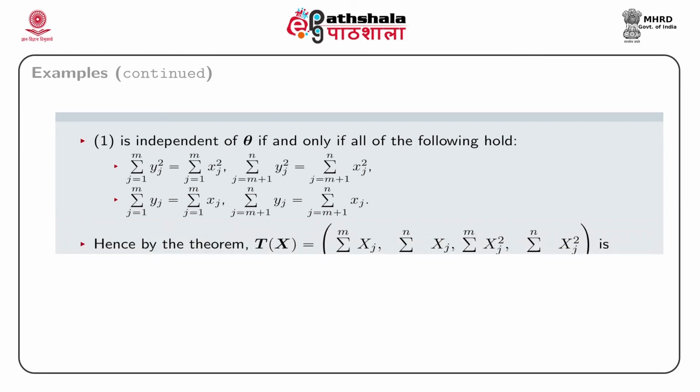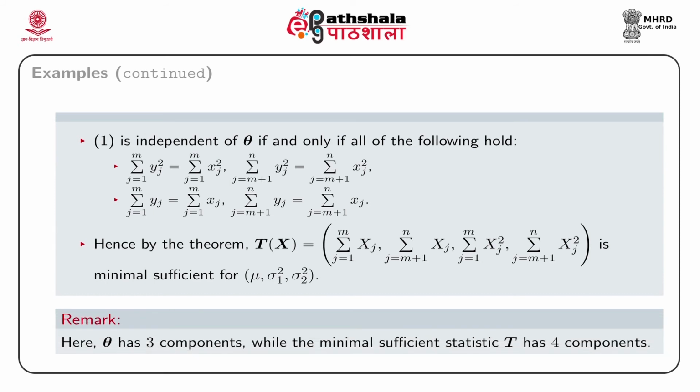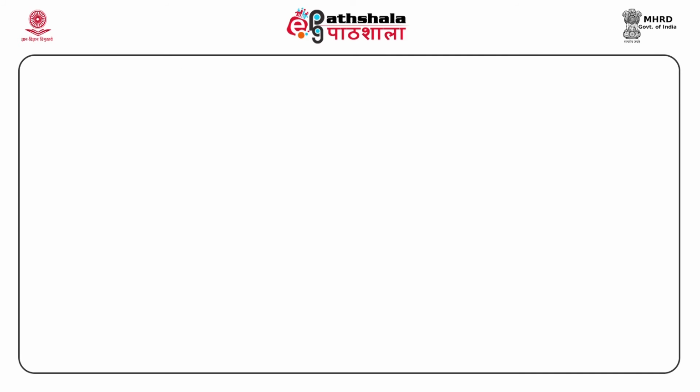Hence by the theorem, the statistic T, summation i from 1 to m xi, summation i from m plus 1 to n xi, summation i from 1 to m xi square, summation i from m plus 1 to n xi square, here T is a vector valued statistic, is minimal sufficient for theta, which equals (mu, sigma1 square, sigma2 square). Here one can note that theta consists of 3 elements, but the minimal sufficient statistic for theta consists of 4 elements. Next we consider our fourth example.